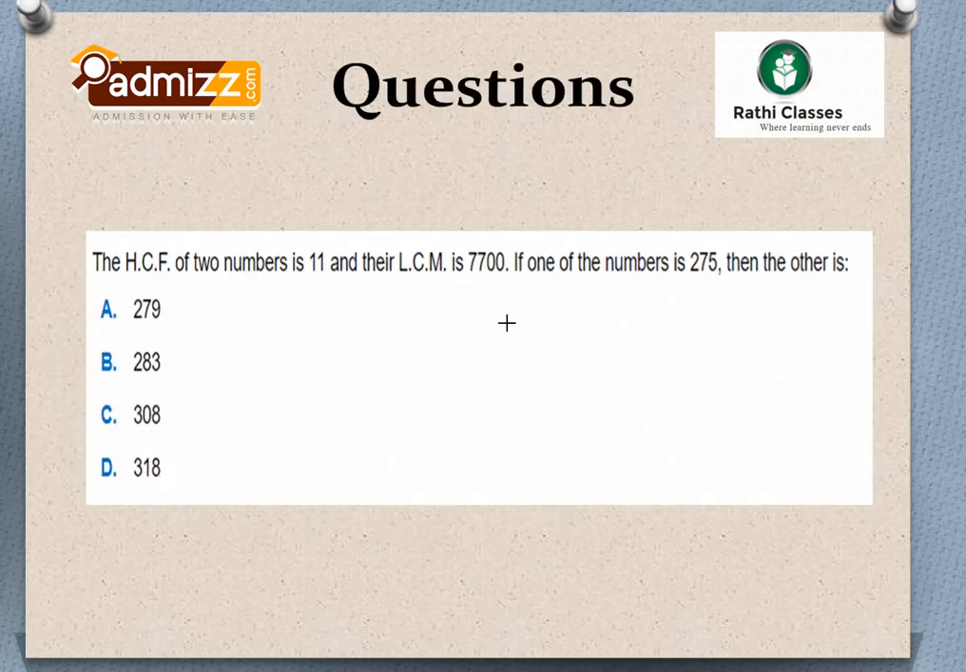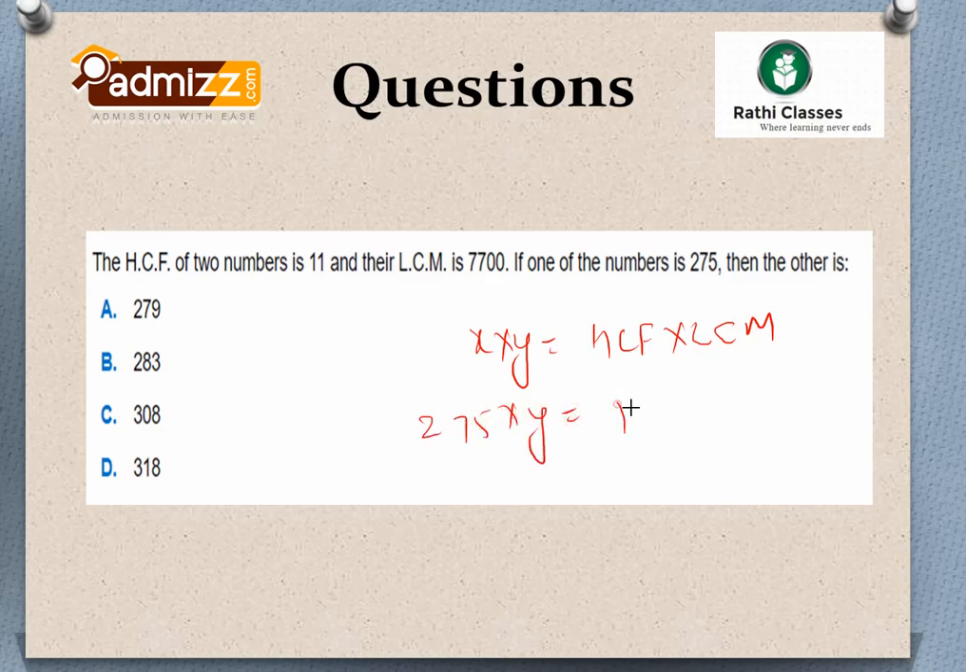The question says the HCF of two numbers is 11 and their LCM is 7700. I have already explained the concept to you: the product of the numbers is nothing but HCF into LCM. As you can see, one of the numbers is given as 275. I need to find the other number. HCF is given as 11 and LCM is 7700. So before solving this, what I can see is 11 into 7700.